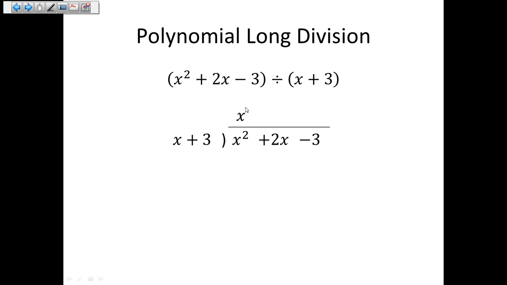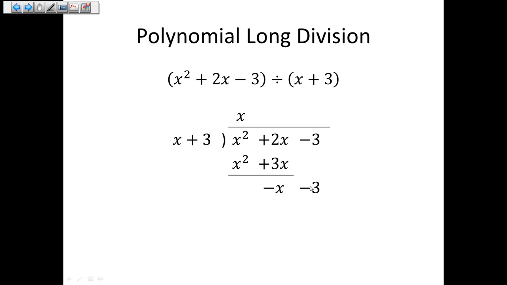Easy enough. Now we take this x and multiply it times the polynomial outside: x squared plus 3x. Now we subtract. X squared minus x squared: these first terms always cancel because of your division process. And now we go 2x minus 3x, and I get a negative x.